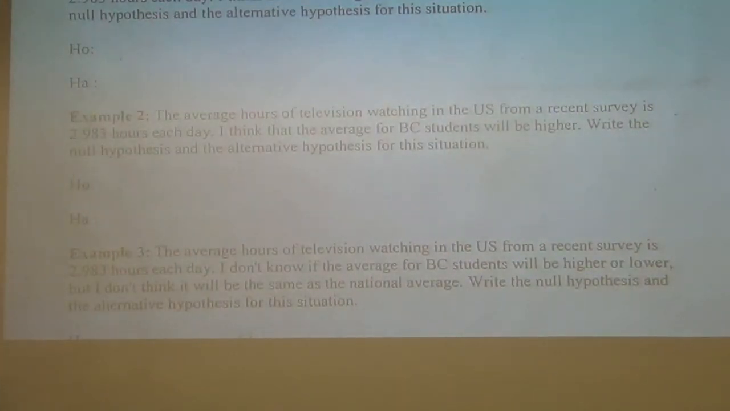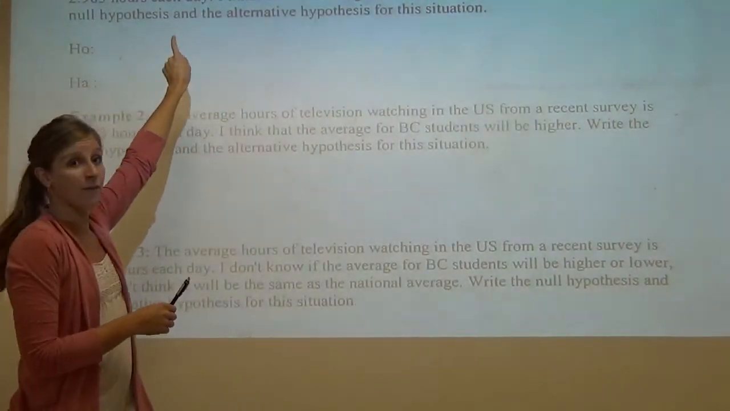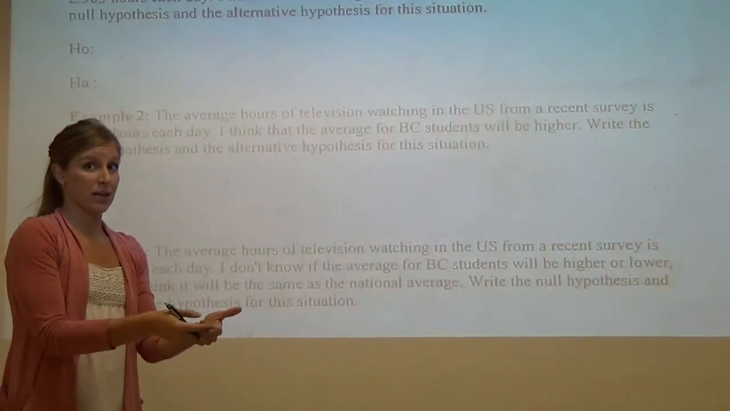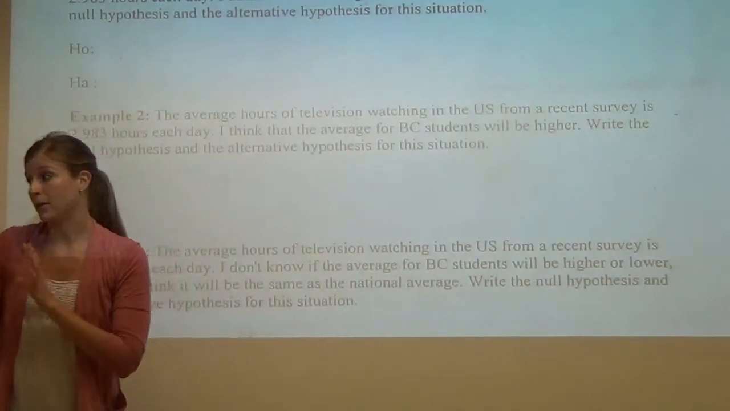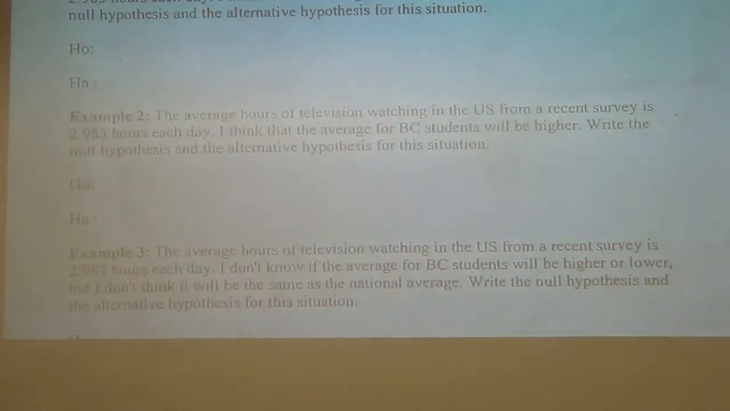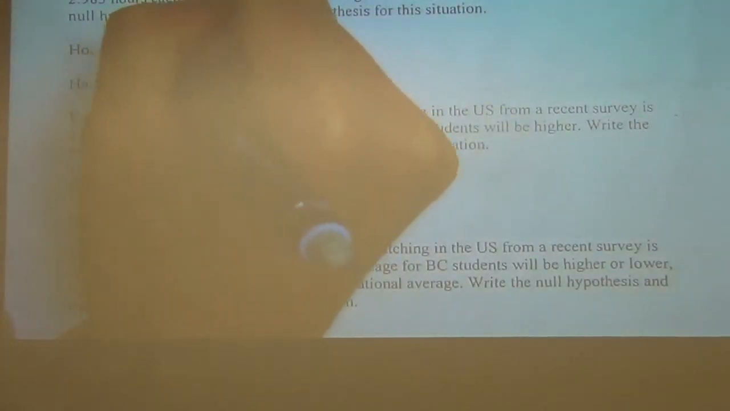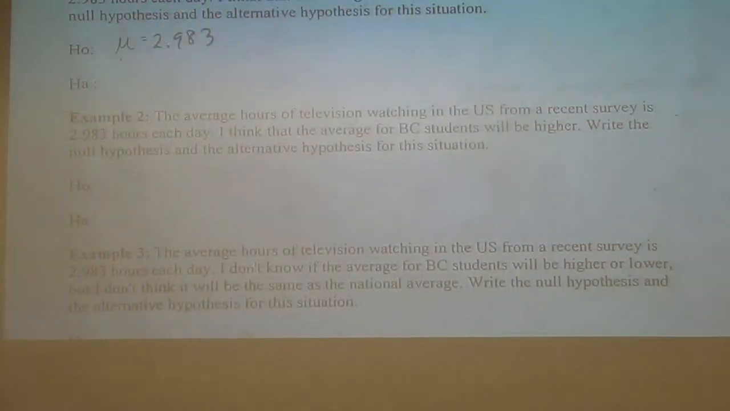Okay, so example 1 says, the average hours of television watching in the US from a recent survey is 2.983 hours each day. So basically what this is saying is we're looking at average hours just in the US, so that's what the population mean is. So we're going to start with our null hypothesis that the population mean is equal to, so I'm just going to write mu equal to 2.983.